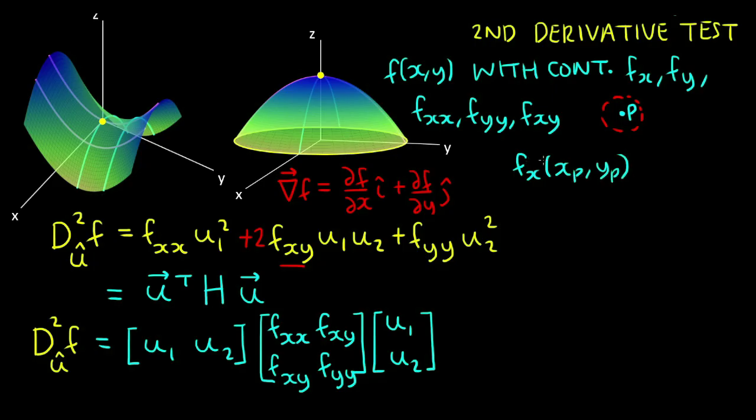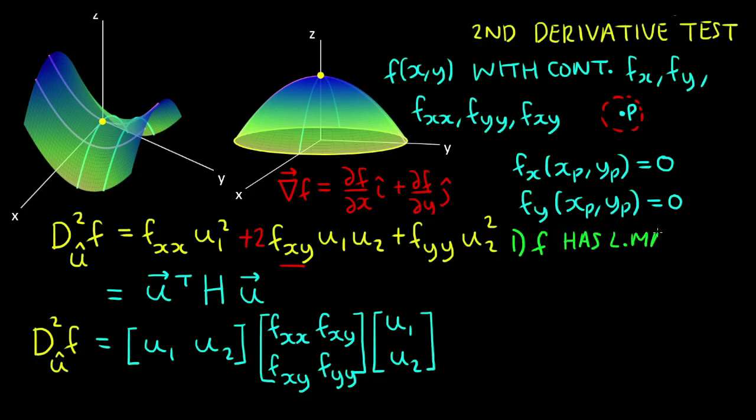So we have the partial with respect to x being 0, and also the partial with respect to y at the critical point being 0. So given these criteria, we can identify 3 conditions, and the first one is where the function has a local maximum at the critical point with coordinates xp and yp.